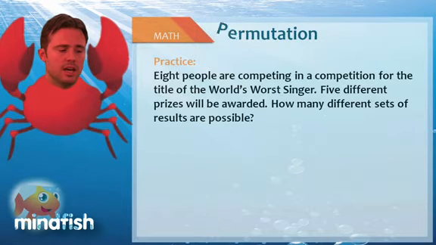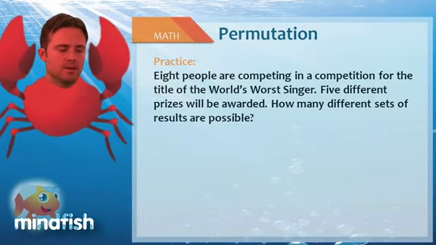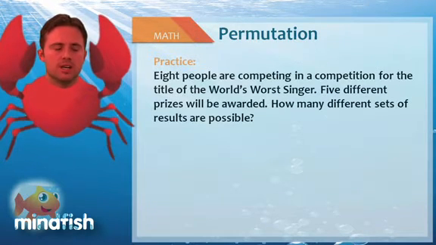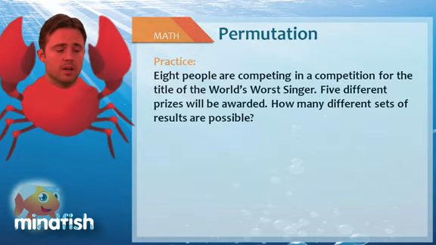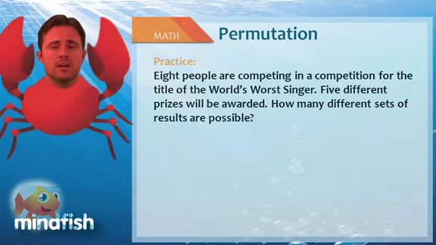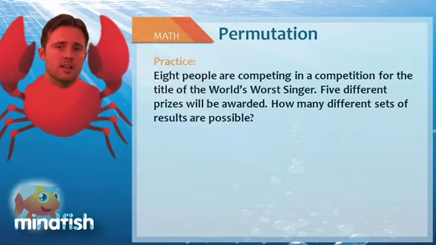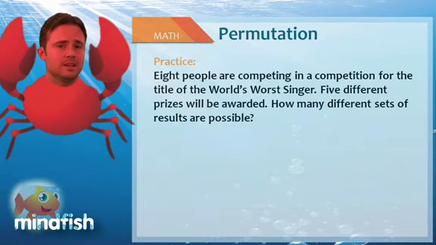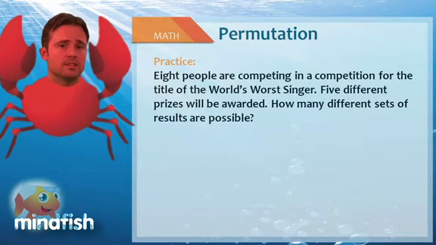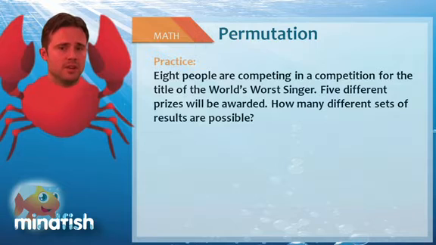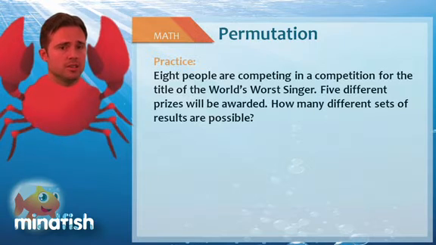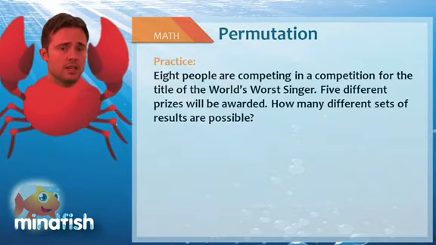So let's give this one a shot. 8 people are competing in a competition for the title of World's Worst Singer. 5 different prizes are awarded. How many different sets of results are possible? Now, in this example, if one person wins the first prize and another person wins the second prize, that's different than if they won different prizes or if they flip-flopped. Because it's different, this is an arrangement and not just a grouping. So we're going to use the permutation here.